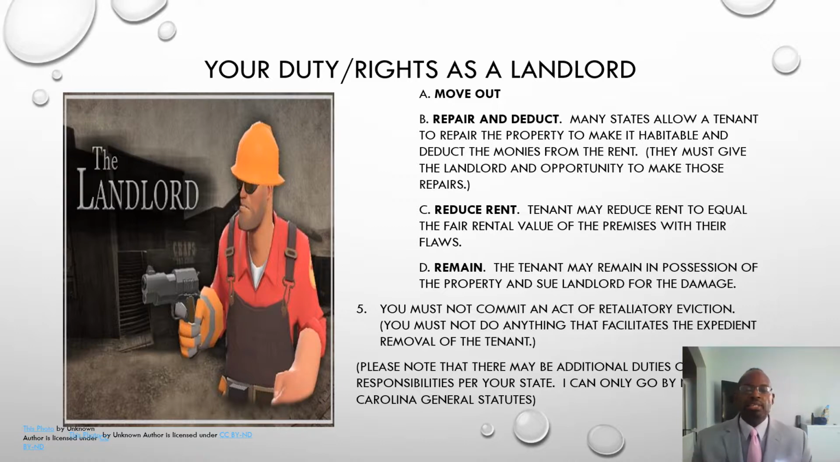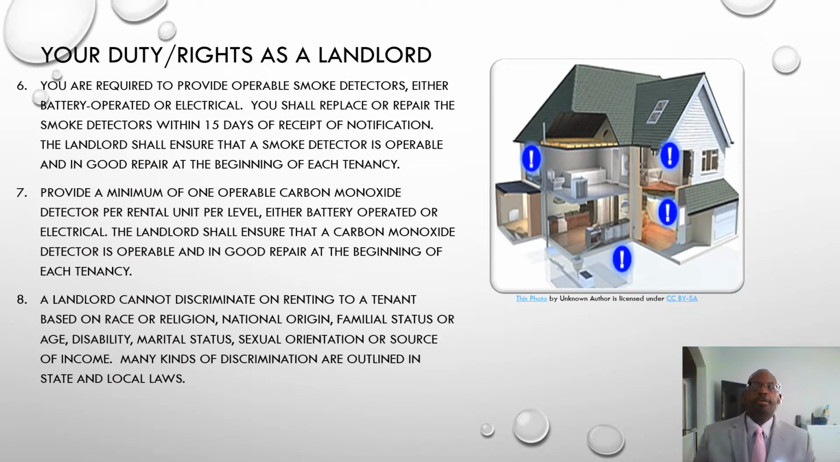And see, I can only give you North Carolina general statutes. Okay. Now, the landlord is required to provide operable smoke detectors, either battery operated or electrical. Okay. And he's supposed to ensure that it's operable and in good repair at the beginning of each tenancy. The same thing goes for a carbon monoxide detector. It is either battery operated or electrical, and he has to ensure that it's operable.